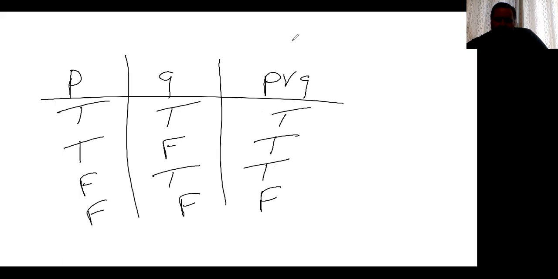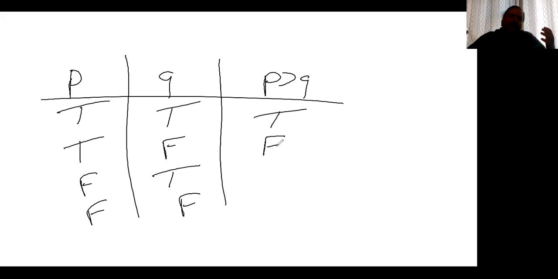Now, the next one is, let me find this. If we switch from that over to horseshoe, and so if I say if P, then Q, what we're saying here is if P is true, then Q has to be true. So if P is true, then Q has to be true is true. However, if P is true and Q is false, then this is a false statement.